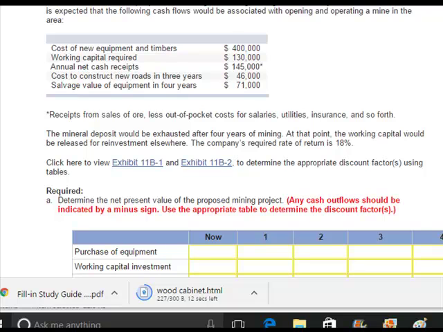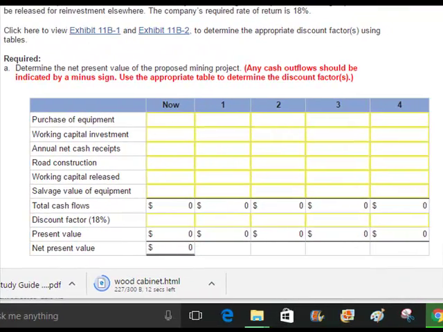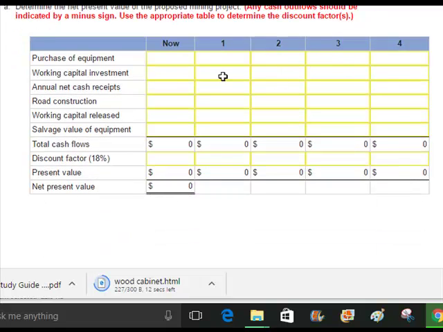This is question 4 in the Chapter 11 homework, and question 5 is similar in terms of how you would approach solving it. Connect is asking for a specific format for your answer, and Connect is asking you to split out your amounts on a year-by-year basis. And so in the now column, that's today, and you'll put the cash outflows, the purchase of equipment, and the investment of working capital into the now column as negative amounts.